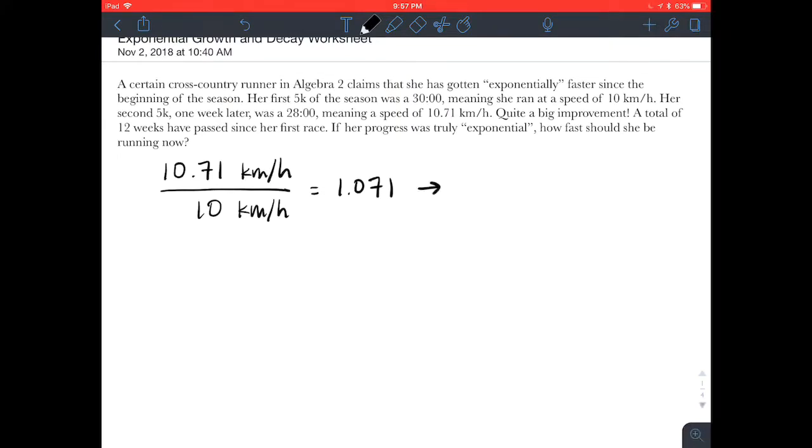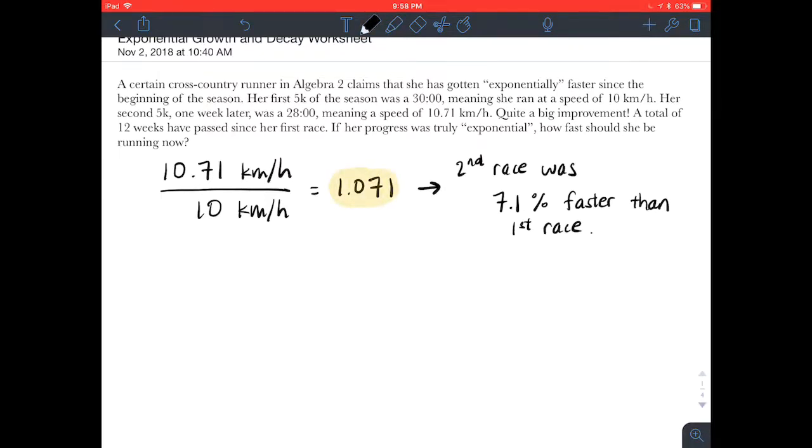This tells us that her second race was at a speed 7.1% faster than her first race. Another way to think about this is that the ratio between her second race and her first race is 1.071.